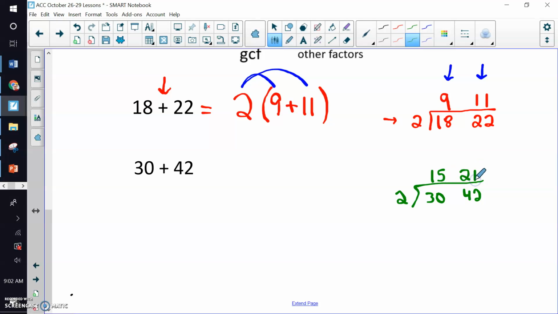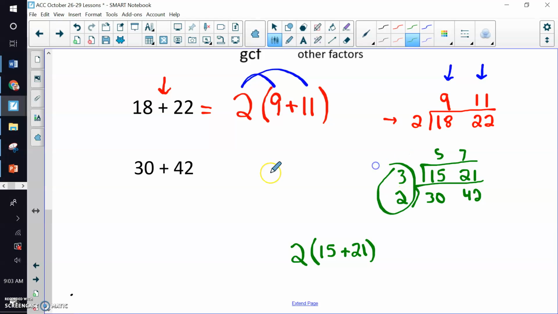So we could stop here and say, well, 2 times the sum of 15 and 21. And that would be correct. That is an equivalent expression using the distributive property. But we want to go one more step because we want the greatest common factor. So we can also divide by 3. We have 5 and 7. So 3 is a common factor also, but our greatest common factor is when we multiply these two together.